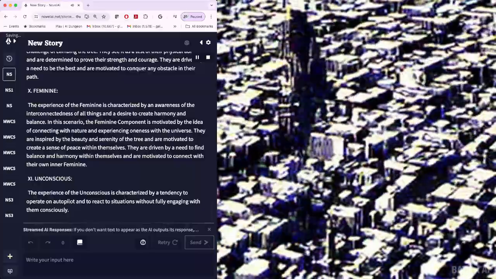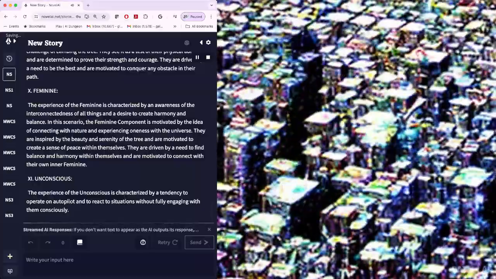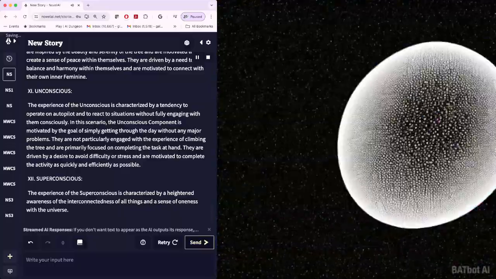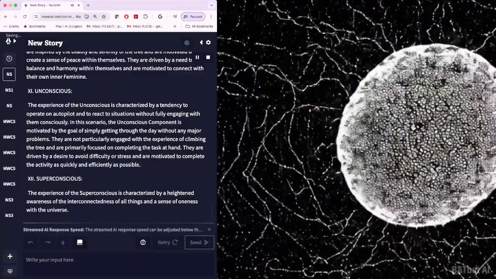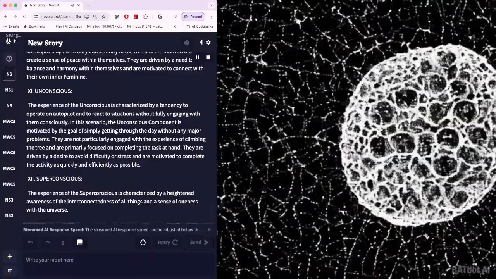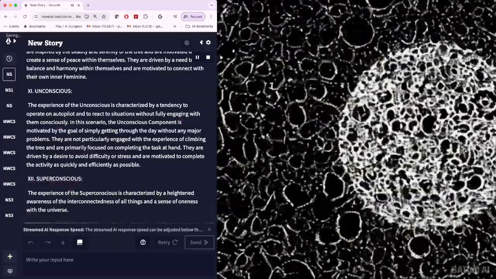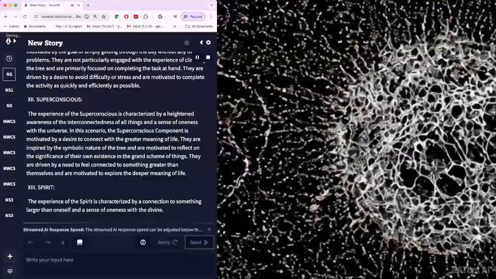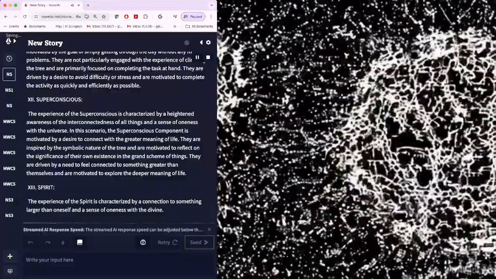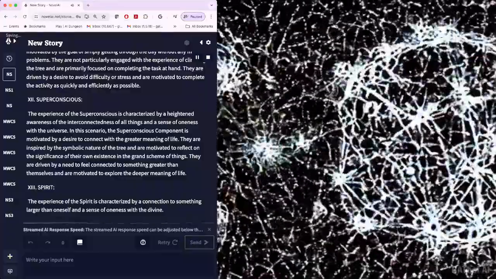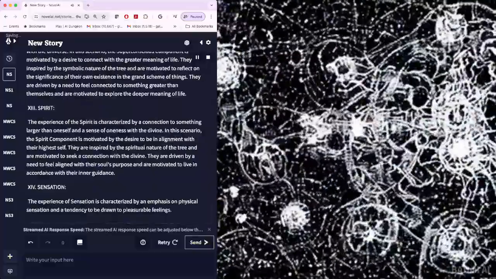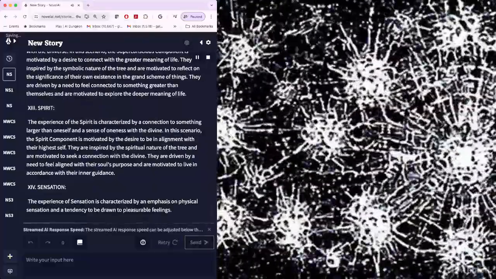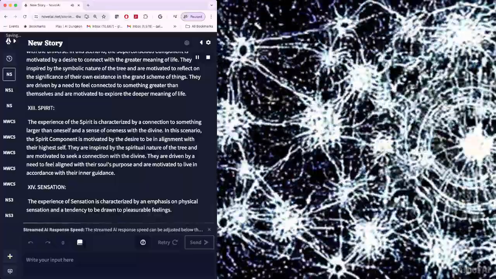8. Transformation. The experience of transformation is characterized by a desire to grow and evolve as a person. In this scenario, the transformation component is inspired by the symbolic nature of the tree. They see it as a representation of their own journey through life and are motivated to reflect on their own personal growth. They are inspired to see themselves as a work in progress and to continue striving for personal development.